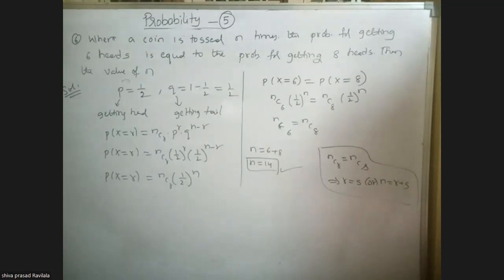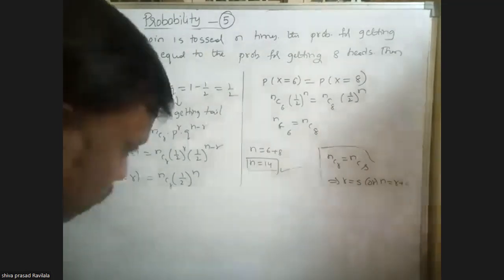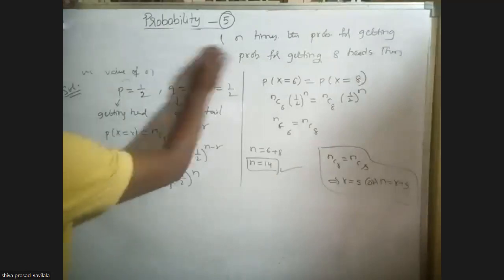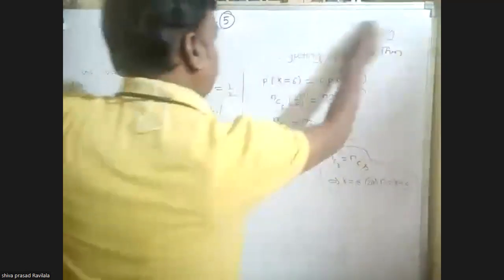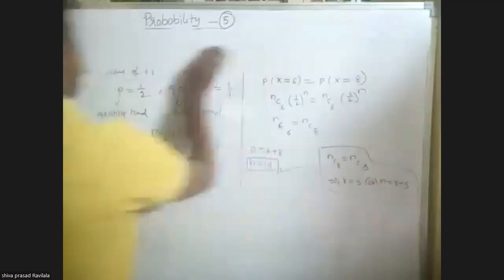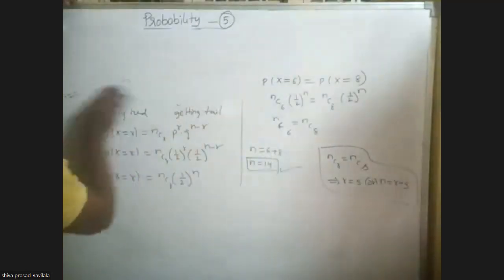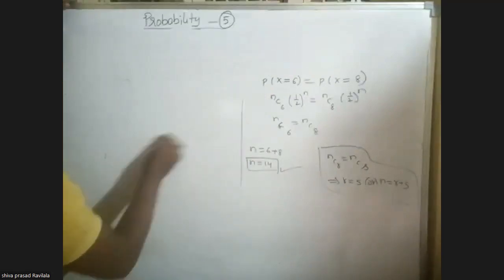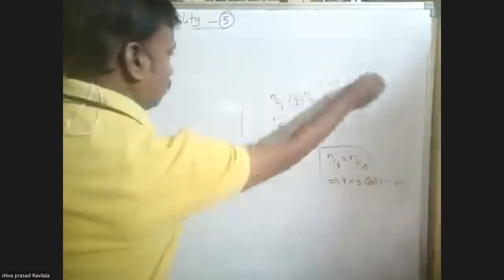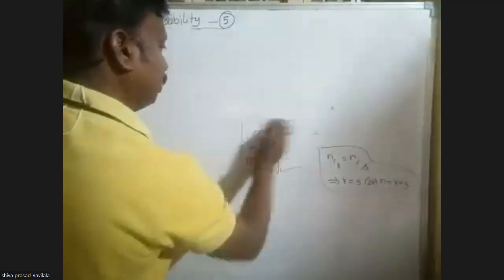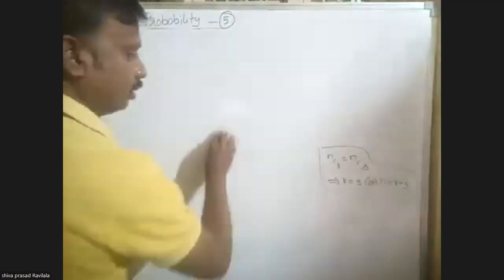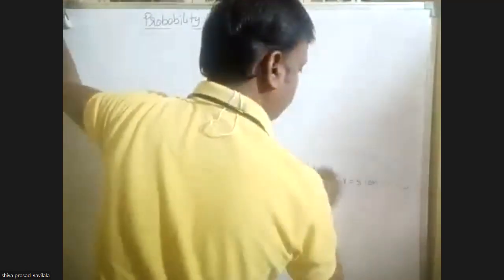Here, mean and variance, one condition. In binomial distribution, what is the mean? Mean mu is equal to np. Variance is npq. When these two are given, you just divide variance by mean, npq by np, and automatically we get q.